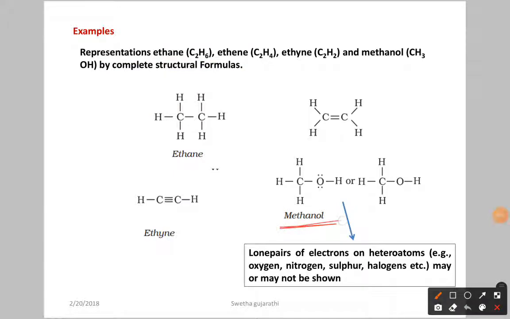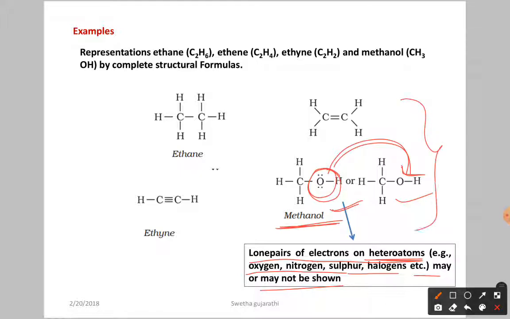Here you can see the structure of methanol. In methanol, as you know very well, oxygen has lone pairs. These lone pairs may or may not be shown. Here this is the point: lone pairs of electrons on heteroatoms. What is a heteroatom? In organic chemistry, other than carbon and hydrogen, we consider atoms as heteroatoms, like oxygen, nitrogen, sulfur, halogen. These are all called heteroatoms, meaning other than carbon and hydrogen. So they may or may not be shown. Here in this structure we showed the lone pair, but in this one we didn't. According to your wish you can show them or not. So this is about complete structural formulas.